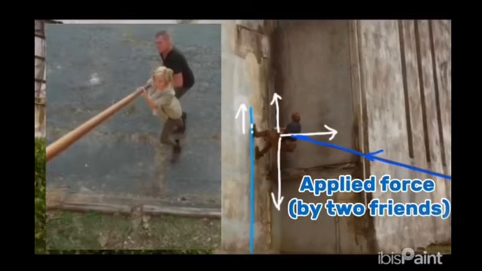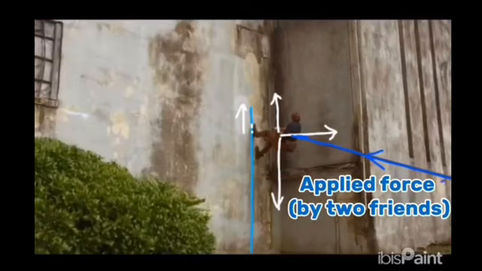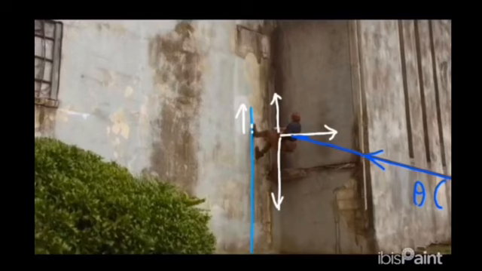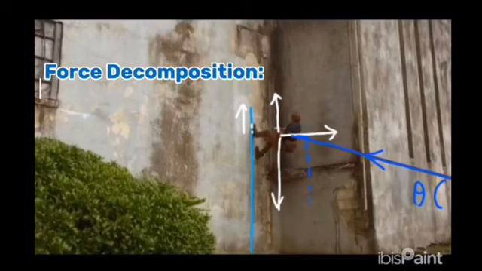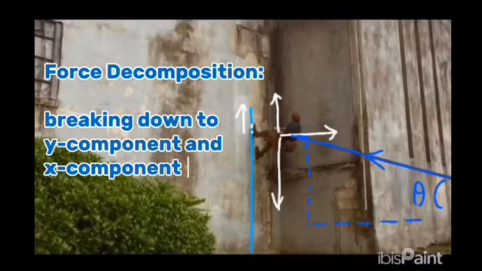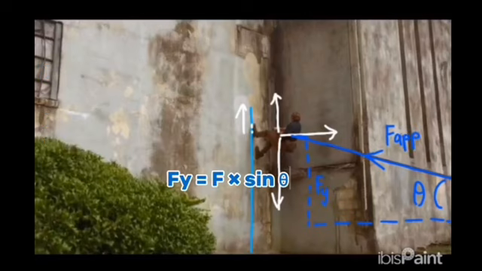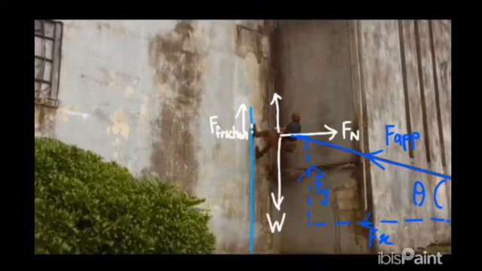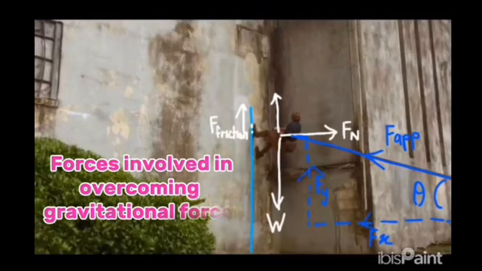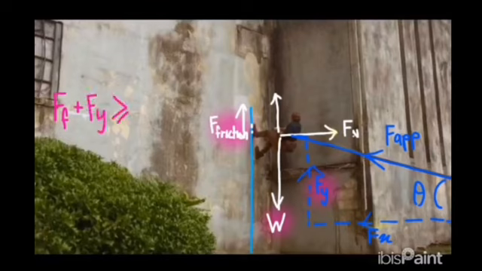Now, to calculate the applied force by the two friends, pushing him up at an angle, we can decompose the force by breaking it down to its y component and its x component by using the formula of Fy equals F times sin theta and Fx equals F times cos theta. All forces on the y-axis are involved in overcoming the vertical gravitational force. Hence, the formula: friction force plus Fy must be equal to or greater than weight.